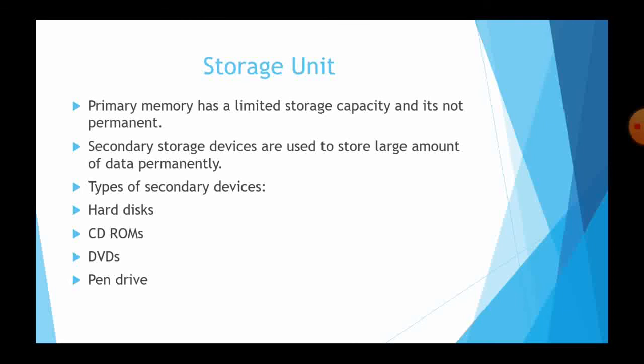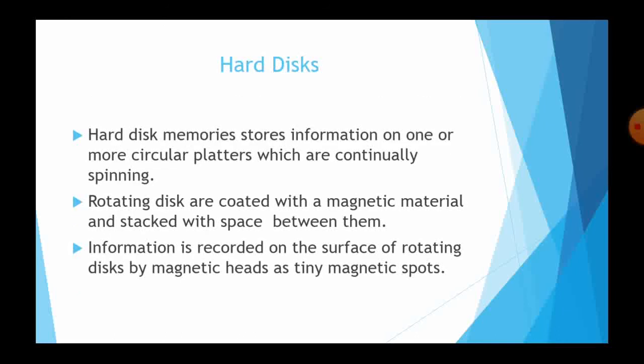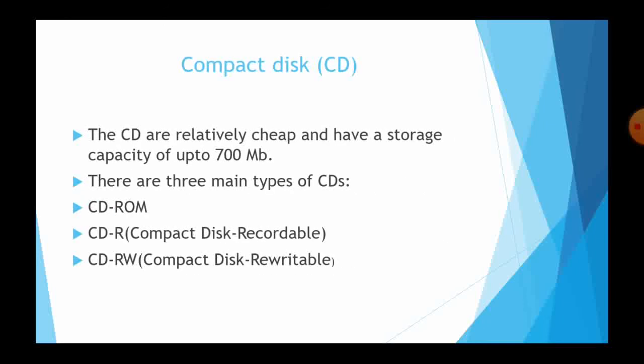Storage unit. Primary memory has a limited storage capacity and is not permanent. So if you want to store a large amount of data, we can use secondary storage devices. The types of secondary devices are hard disk, CD-ROM, DVD, and pen drive. Hard disk memory stores information on one or more circular platters which are continuously spinning. The rotating disks are covered with magnetic material and stacked with space between them. The information is recorded on the surface of the rotating disk by magnetic heads.